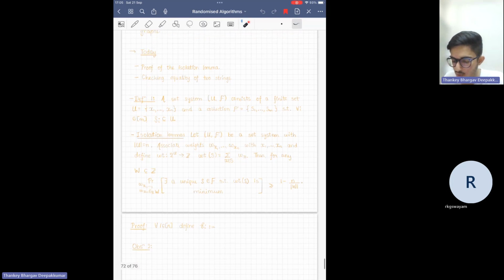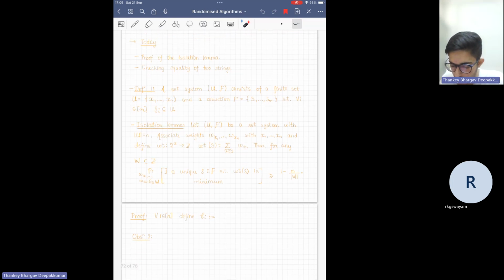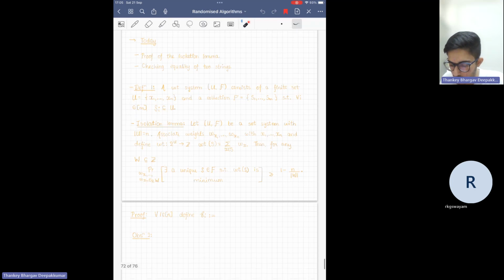Then for any subset W of Z, the probability, with w(x1) to w(xn) picked uniformly at random from capital W, that there exists a unique S in F such that the weight of S is minimum is at least 1 minus n over the size of W. Okay. So this is the statement of the lemma. And over here, one of the interesting things is that the family F can have m elements, but this probability does not depend on m, only on the size of the universe and the size of the set from which you sample the weights.